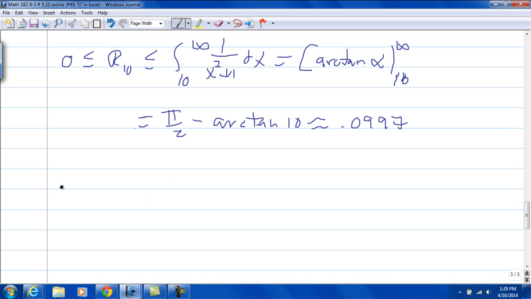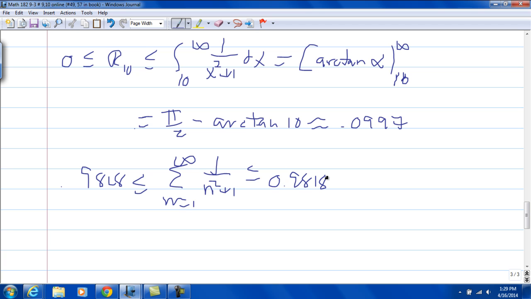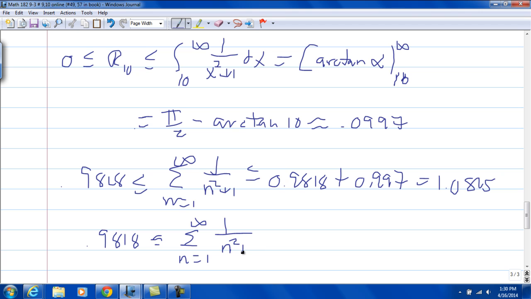So we know that we have a range of values. The low end is 0.9818, less than or equal to our sum as n goes from 1 to infinity of 1 over n squared plus 1, which is less than or equal to 0.9818 plus that calculation we did, 0.0997, which gives us a high end estimate of 1.0815. So we're between 0.9818 and 1.0815. Hope that helps.